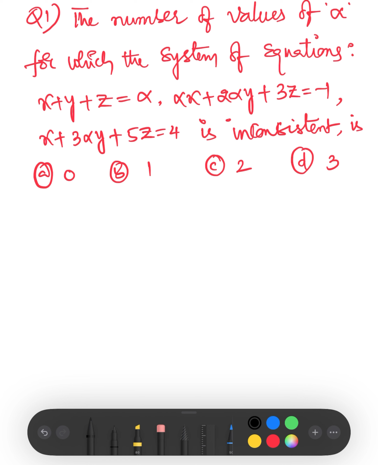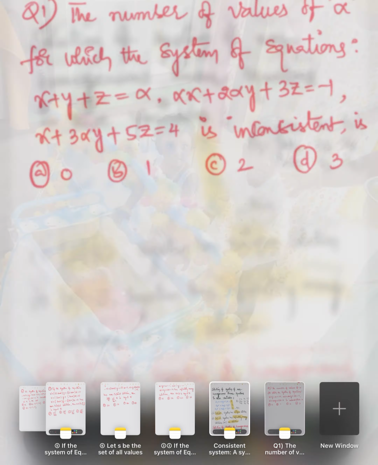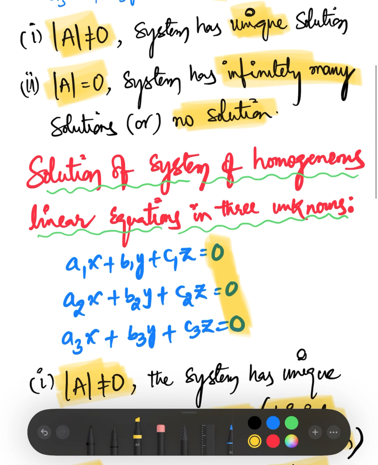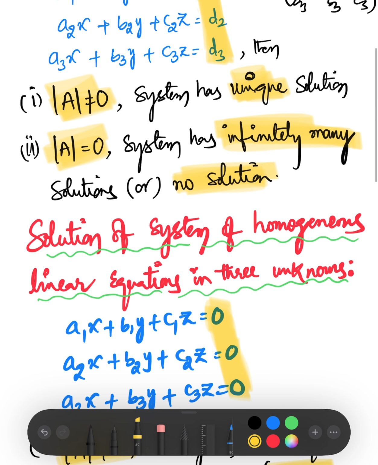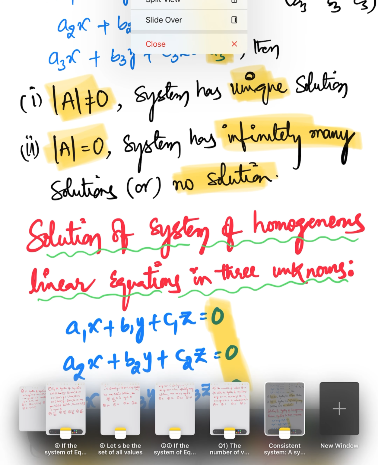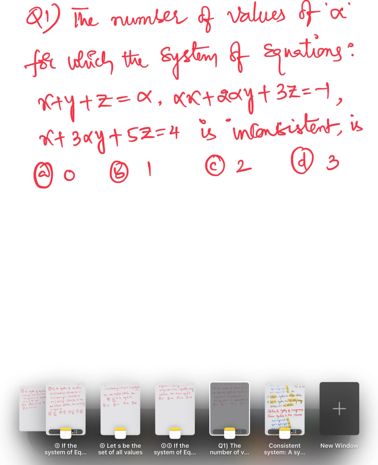In case of this inconsistent, it is very clear that the system has either infinitely many solutions or no solution. Now if you observe this, the concept of inconsistent is nothing but infinitely many solutions or no solution. Now from this, you can say that clearly det A equal to 0.